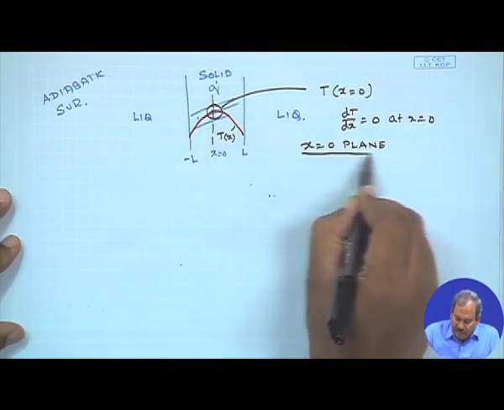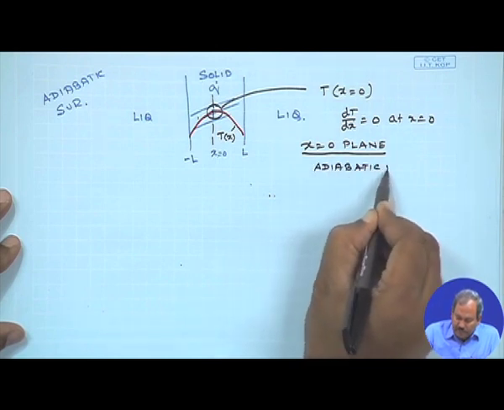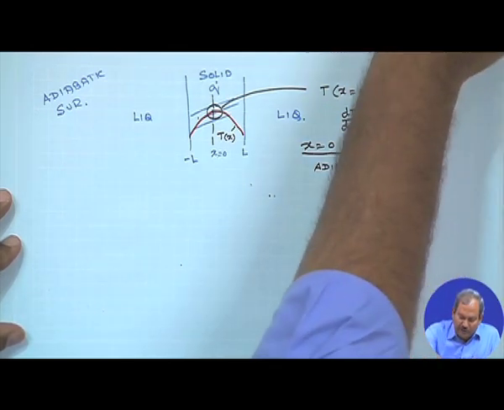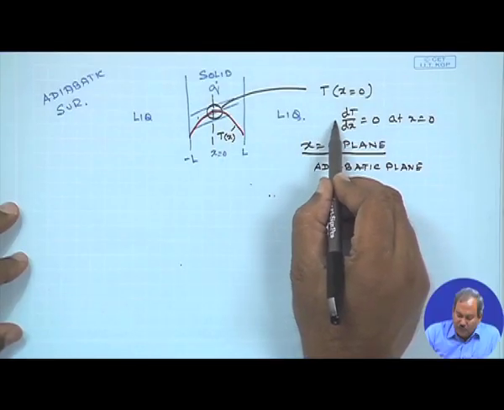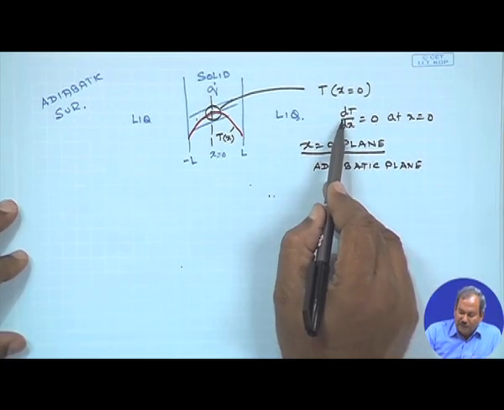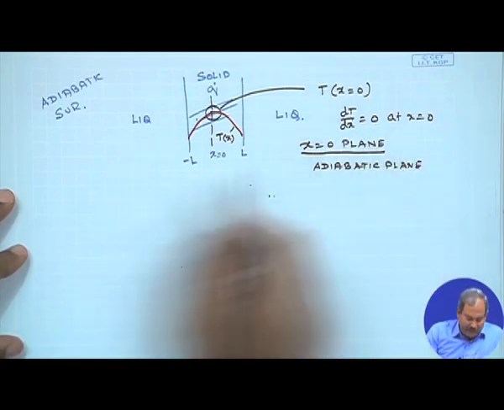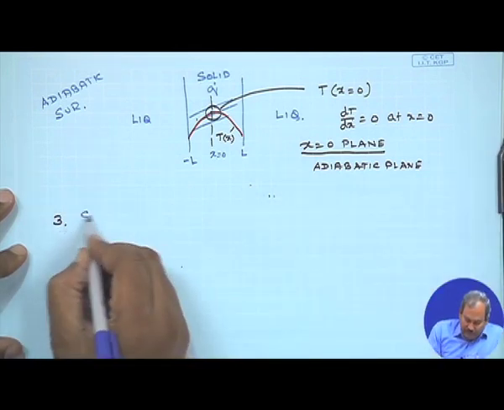So, the x equals 0 plane is known as the adiabatic plane. So, for an adiabatic plane, or for an insulated surface, as we have seen before, both for an insulated surface and for an adiabatic surface, the boundary condition would be the same, which is del T del x equal to 0, or in the case of one dimensional conduction, dT/dx is 0 at this plane. And the third condition could be that I have a convection surface condition.